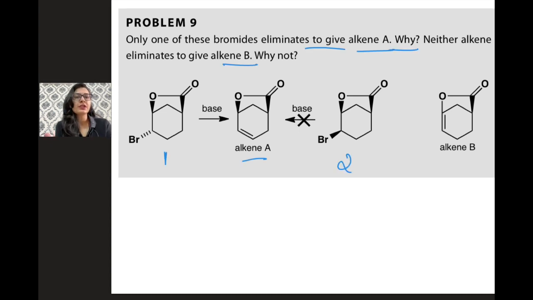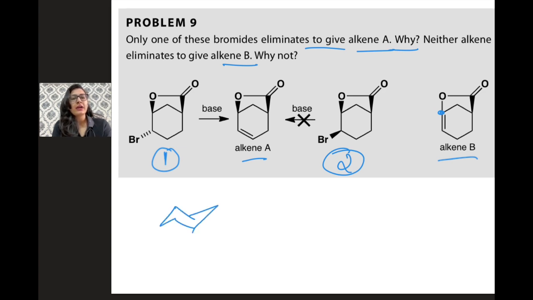Basically, the question is asking you, you are having two different types of bromides. One of them is going to give you alkene A, that is this one particularly, and none of them give you alkene B. Now, looking at the structure of alkene B, it is clear why nobody gives you alkene B. Because here this carbon is a bridging carbon, so it's going to be difficult to form a double bond or a carbocation on the bridging carbon. That is not allowed by Bredt's rule, right?